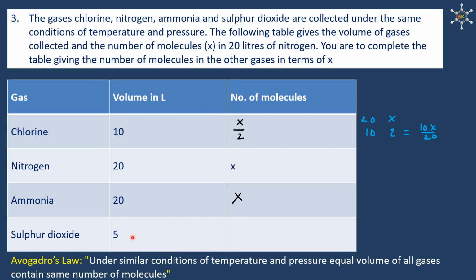Coming to the sulfur dioxide, 20 liters of nitrogen consists of X molecules. So 5 liters of sulfur dioxide consists of how many molecules? If we apply the method, 5X divided by 20, that will be X by 4. Answer is X by 4.